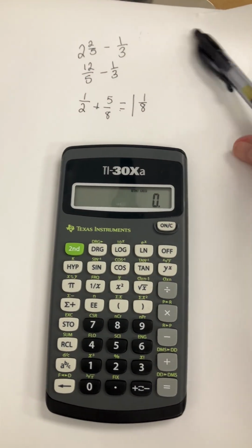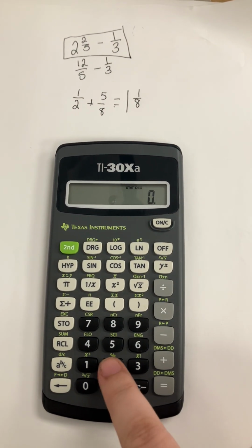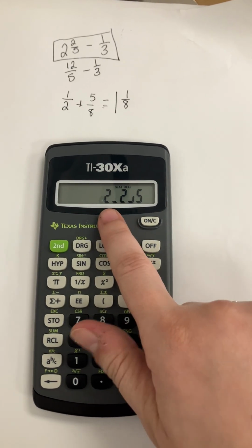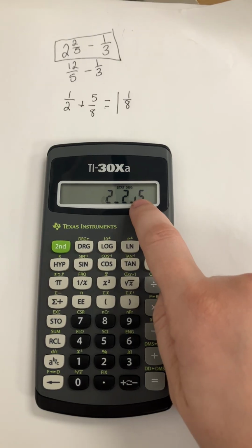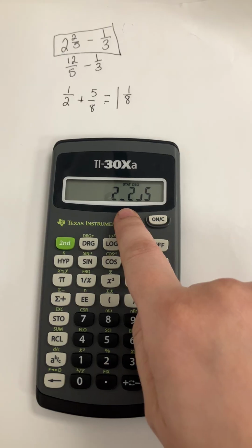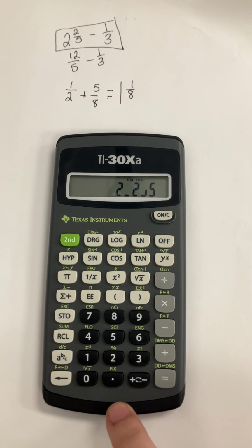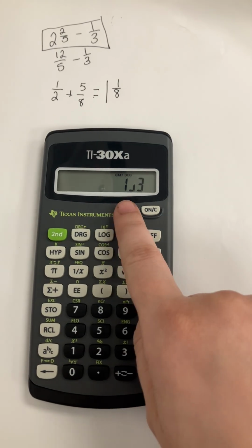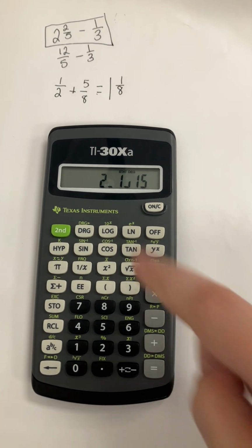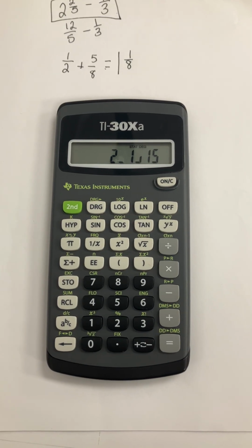Now, if you're using your calculator and you want to solve this problem, 2 2/5, you would type 2 ABC 2 ABC 5. This is 2 2/5. Remember that backwards L is my fraction. This dash tells me that it's separating the whole from the fraction. Okay, so 2 2/5. And then I'm subtracting 1/3, 1 ABC 3 is 1/3, equals, and I have 2 and 1/15. So that's what that equals. All right, that is the basic functions within the TI-30XA.